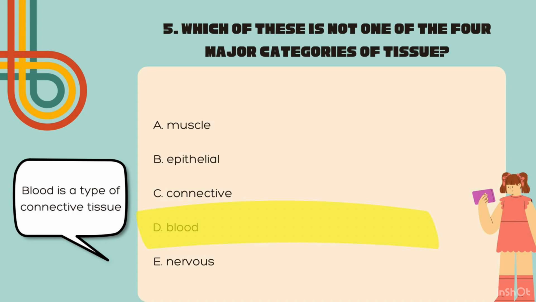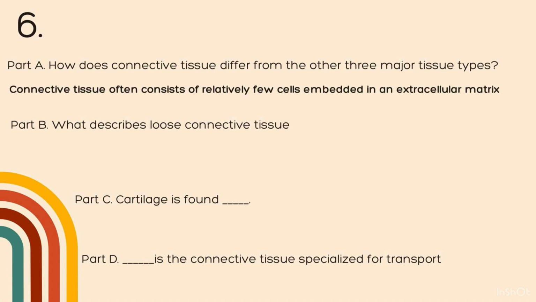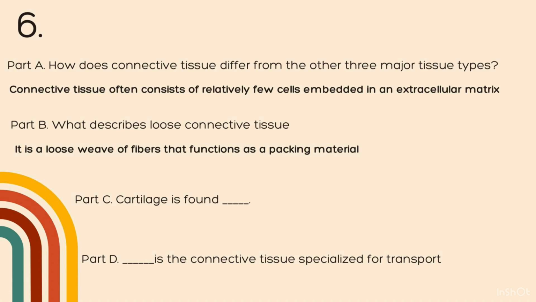Alright, number 6, part A. How does connective tissue differ from the other 3 major types of tissues? Well, the answer for this is connective tissue often consists of relatively few cells embedded in an extracellular matrix. Part B. What describes loose connective tissue? Loose connective tissue is a loose weave of fibers that functions as a packing material. Part C. Cartilage is found at the end of bones such as the femur. And Part D. Blank is the connective tissue specialized for transport. This will be blood.